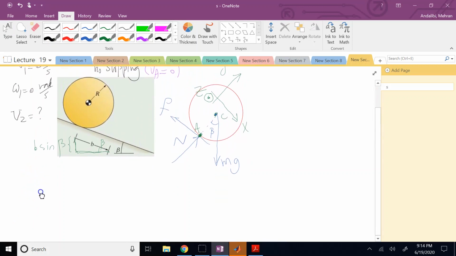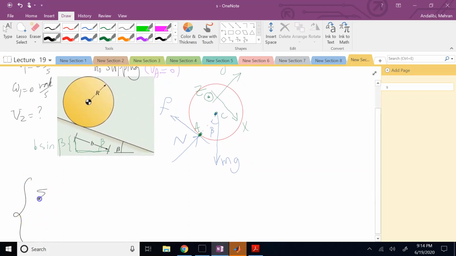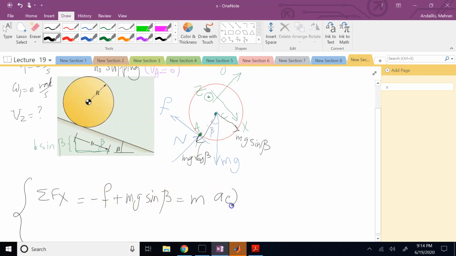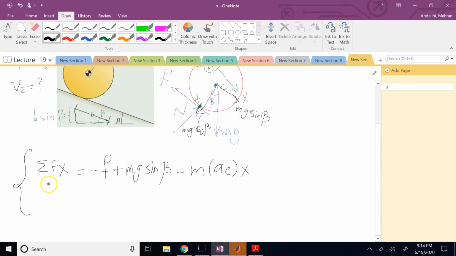So here I have three equations for motion. Sum of forces in the x direction, which is negative f, and then plus mg sine beta, right? You know mg has two components, one here and one here. This guy is mg sine beta, and this guy is mg cosine beta. So mg sine beta minus f is equal to mass of the object times acceleration of the centroid in the x direction. Sum of the force in the y is equal to n minus mg cosine beta.